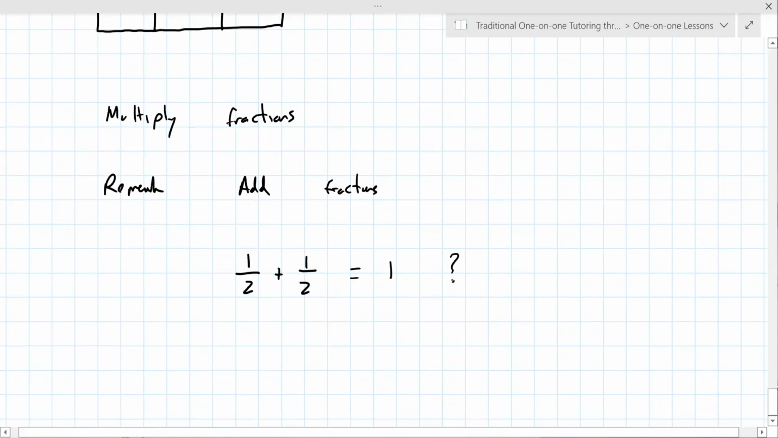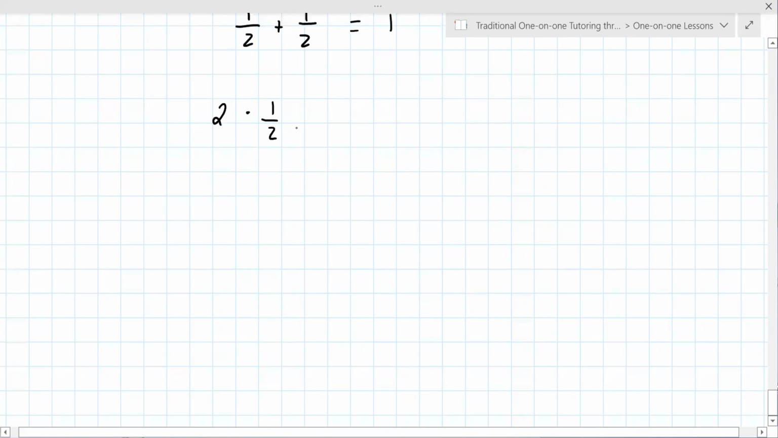Well, we'll get to that in a bit, but if you recall, you can do 2 times 1/2 to get the same thing. Like if you're adding 5 plus 5 plus 5, this is the same as 3 times 5. You count the number of numbers and you multiply. So 2 times 1/2, to multiply fractions, you multiply the tops and then you multiply the bottoms.